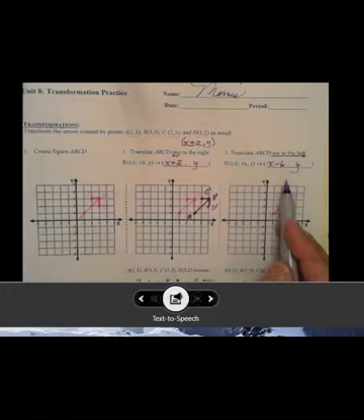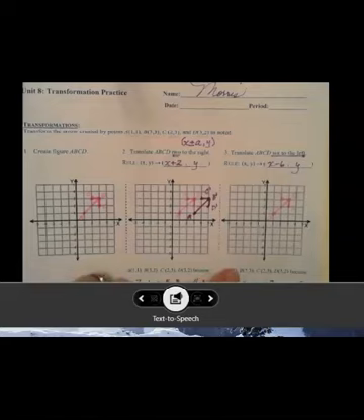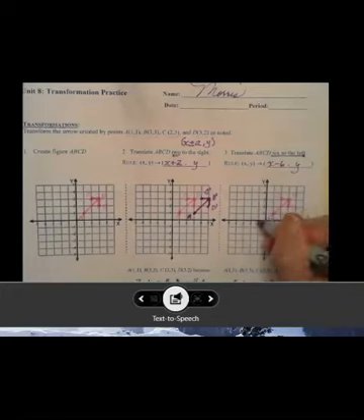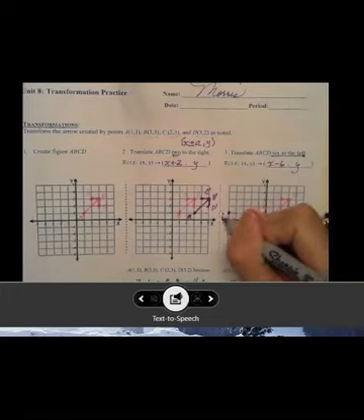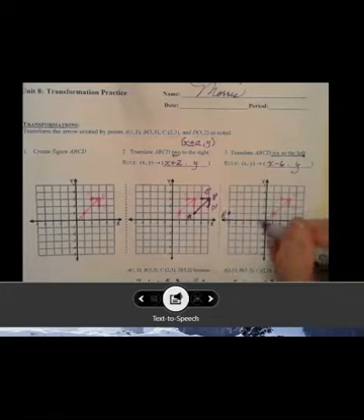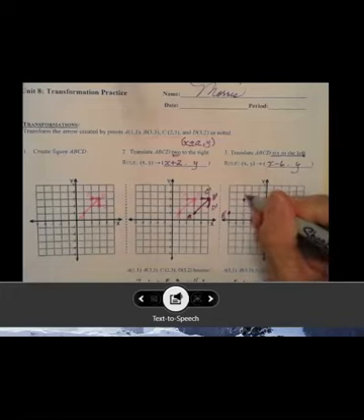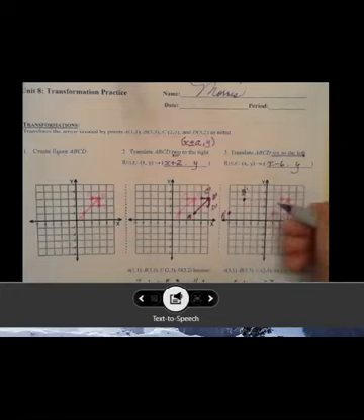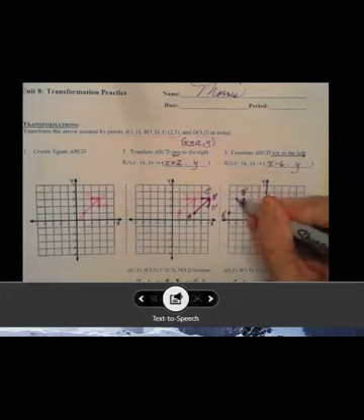I'm going to subtract 6 from each x value. 1 minus 6 is negative 5. 3 minus 6 is negative 3. 2 minus 6 is negative 4. And 3 minus 6 is negative 3. I'll replot these points. Negative 5, 1 will now be the A prime for this picture. Negative 3, 3 will be the B prime. Negative 4, 3 will be C prime. And negative 3, 2 will be D prime.